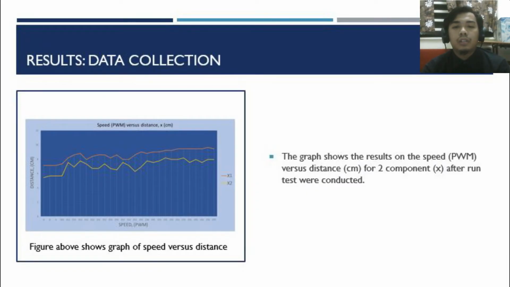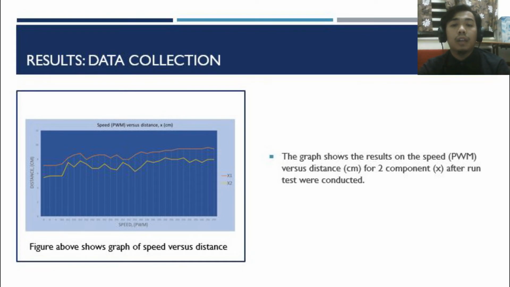The graph shows the result of speed in unit pulse width modulation, PWM, versus the two distances x in unit cm after tests were conducted. The notation of this attached table can be used to construct a graph with speed and distance x of the spring. The observation of the distance for x1 is for car 1 or the purple car, while the distance x2 is for car 2 or the black car.